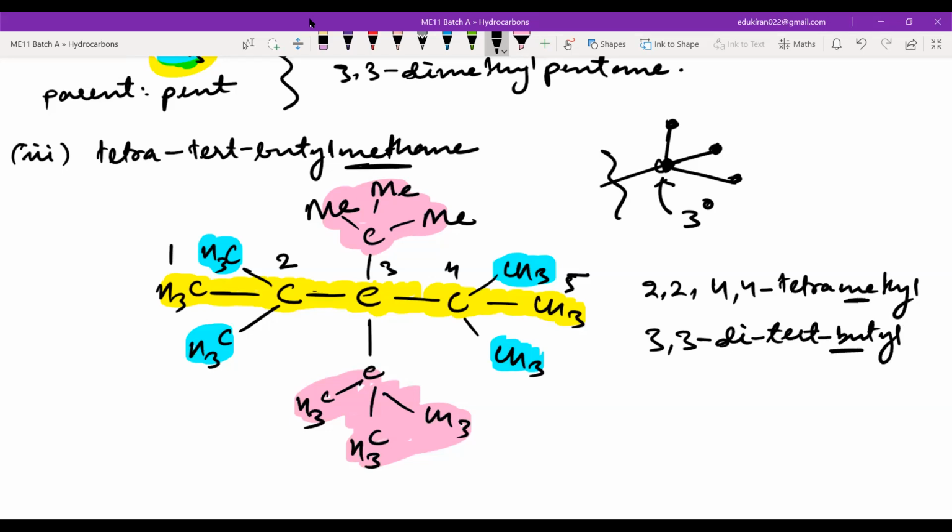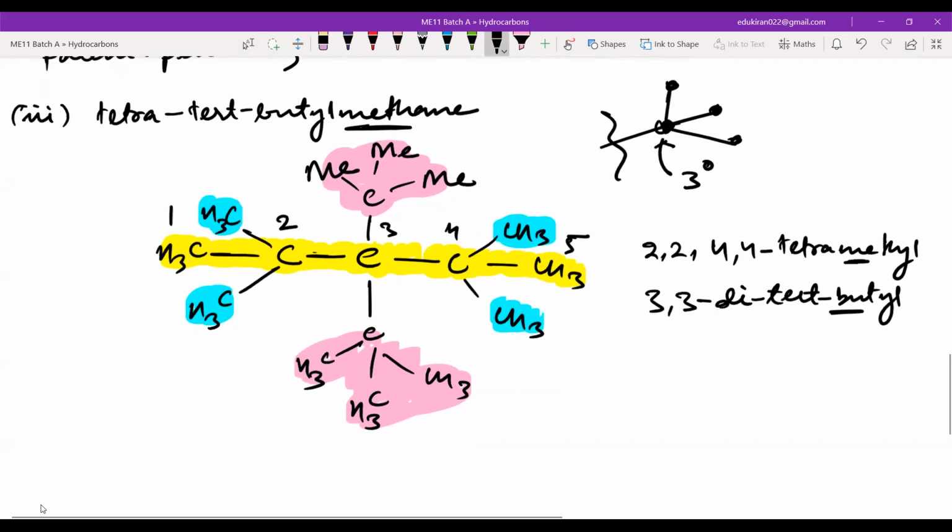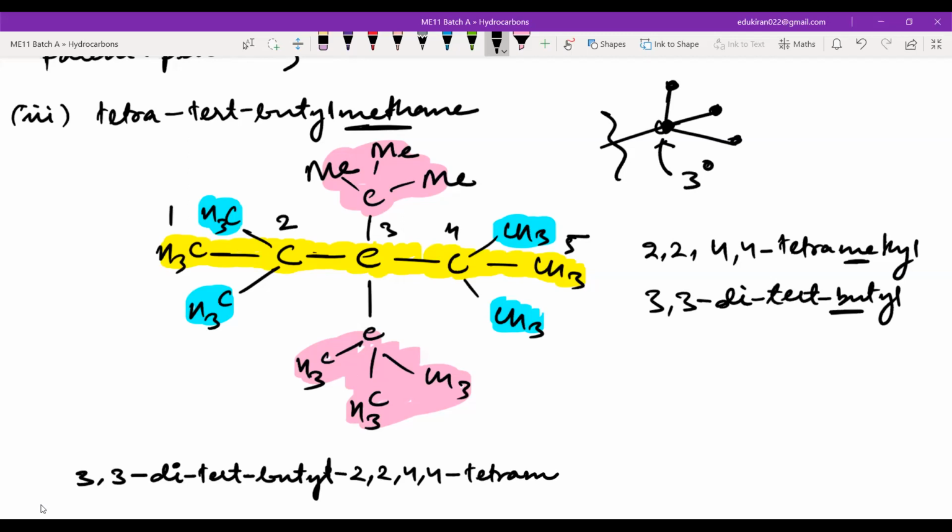So we have butyl here and we have methyl here. So B will come first. So we will write first of all 3, 3, di-tertiary butyl, followed by 2, 2, 4, 4 tetramethyl, pentane. Okay, so write this down.